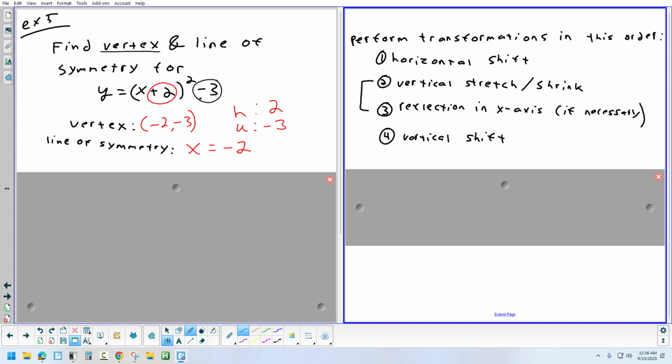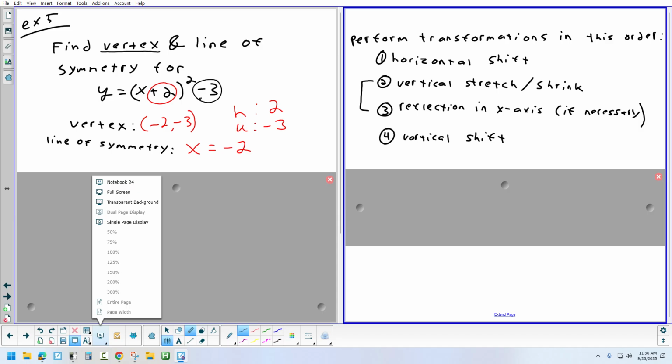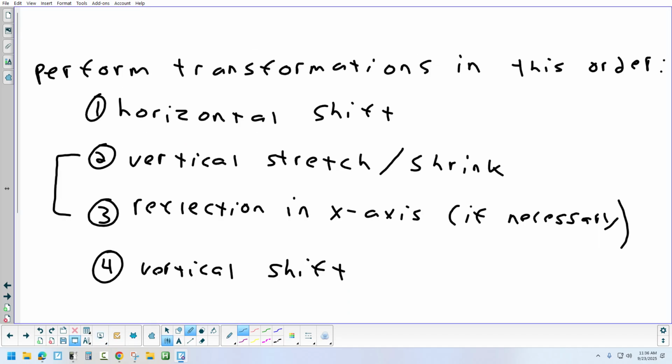Now, there are a couple transformations that I did skip there. You'll notice there's no horizontal stretch and there's no horizontal reflection or reflection over the y-axis. Those two transformations would be right here: horizontal stretch, horizontal reflection. I didn't put them in this list because we don't need to work with them today. Eventually we do. But for today, those are the only ones they cover in this section.